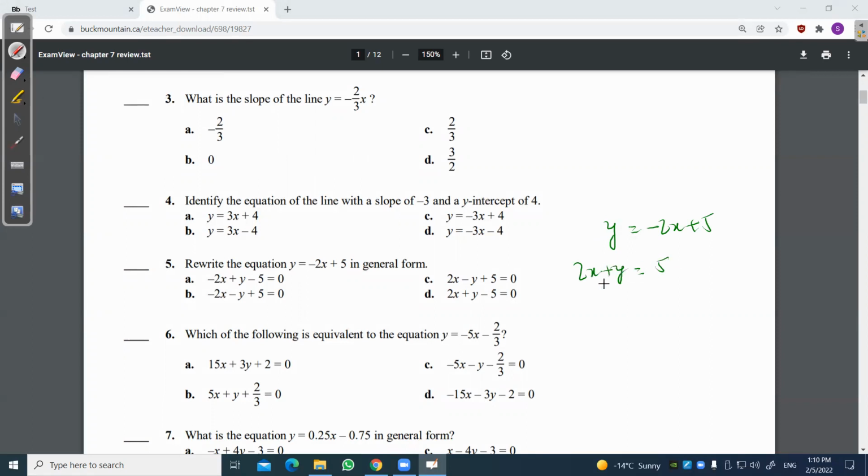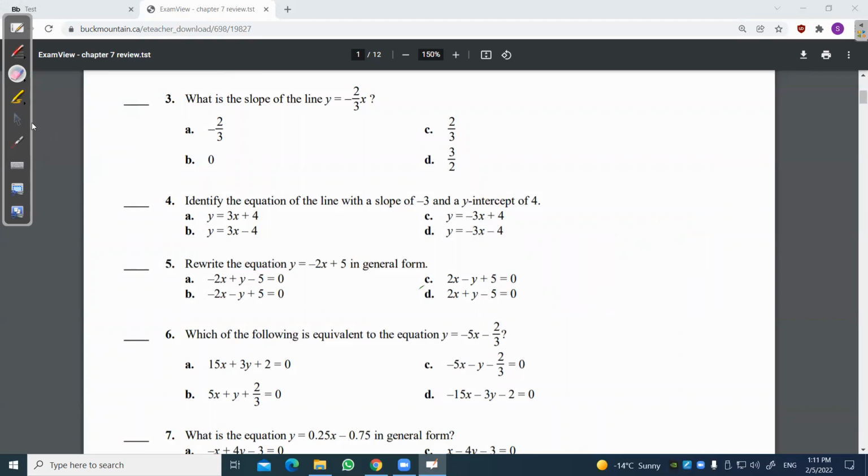And now if you want to take the 5 to the other side, what happens? You get a minus 5. Exactly. So you get 2x plus y minus 5 equals 0. So D is the right answer for this one. Okay.